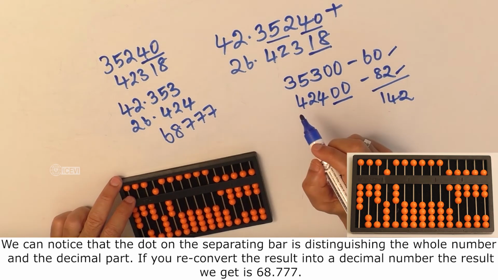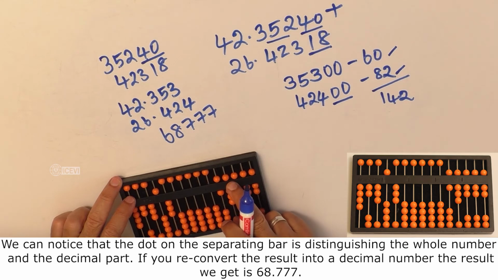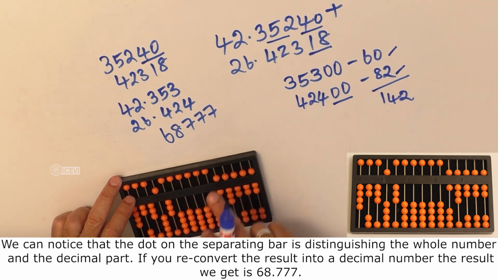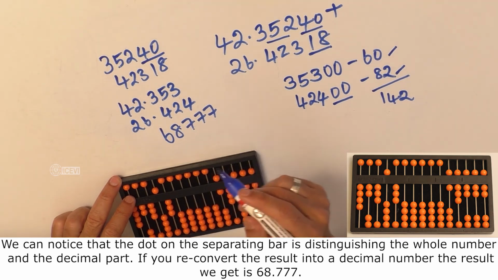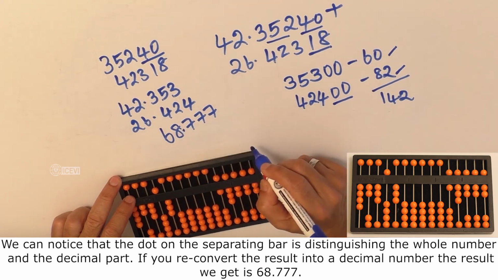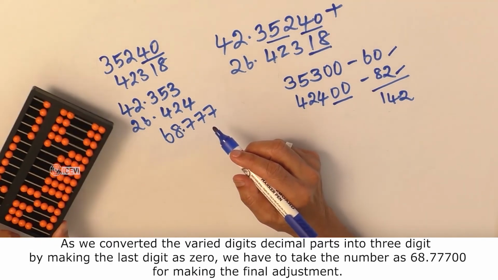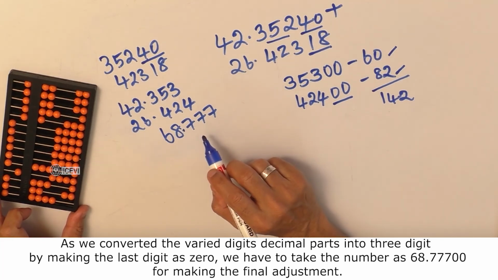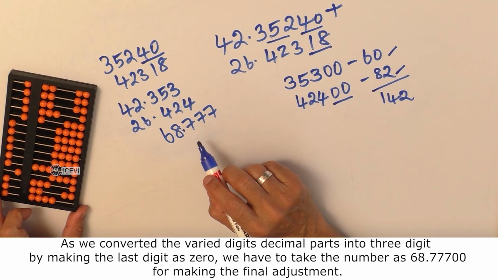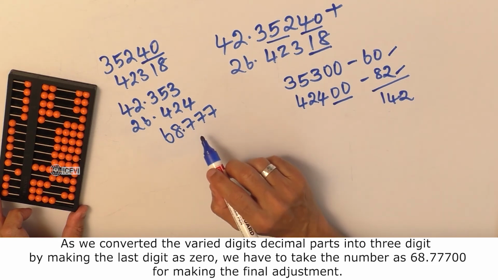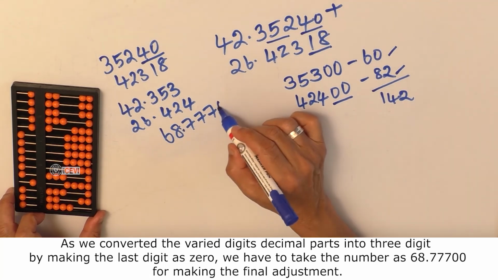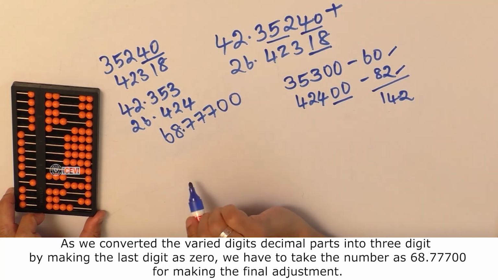68,777. We can notice that the dot on the separating bar is distinguishing the whole number and the decimal part. If you reconvert the result into a decimal number, the result we get is 68.777. As we converted the varied digits decimal parts into 3 digits by making the last digits as 0, we have to take the number as 68.77700 for making the final adjustment.